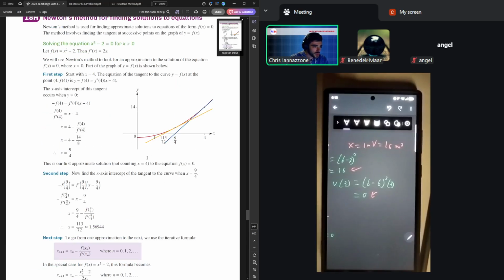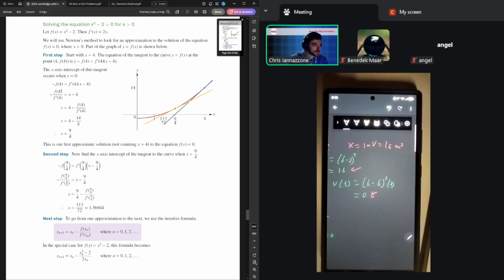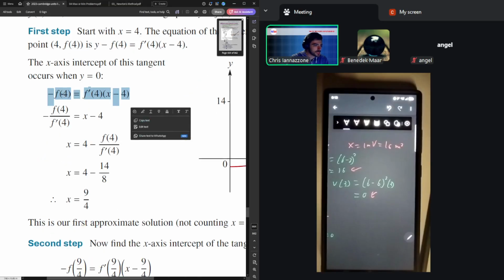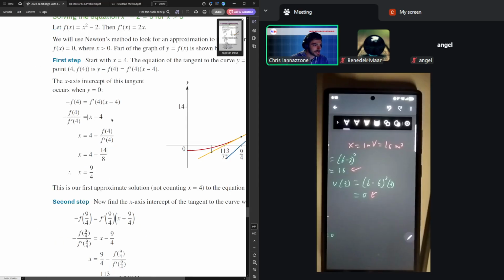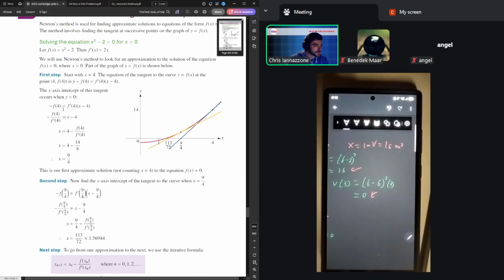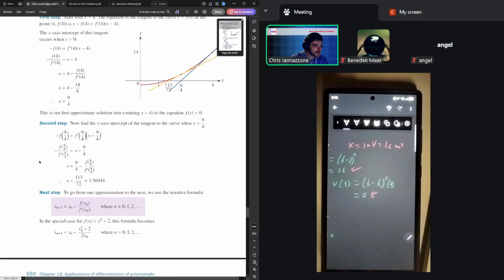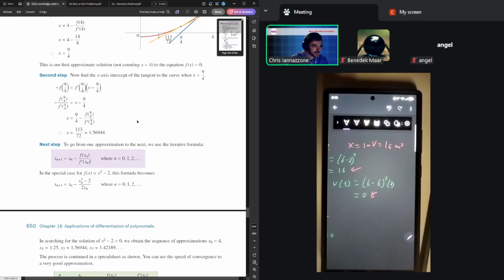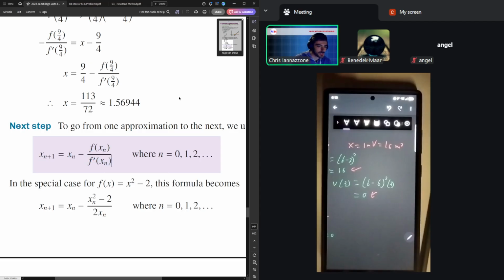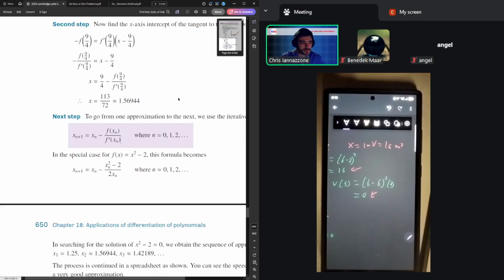We don't want to do that though. We want to use a little bit of algebra to help us out, and all we're essentially doing is rearranging the point-gradient formula, where y minus y1 equals m times x minus x1. That's really all that's going on here, and they're essentially just rearranging that into the x-intercept, the x value itself. And that's where this generic equation comes from for the Newton's method equation.